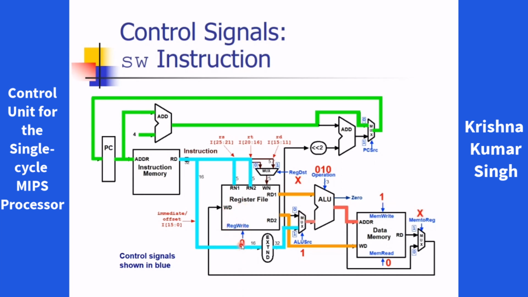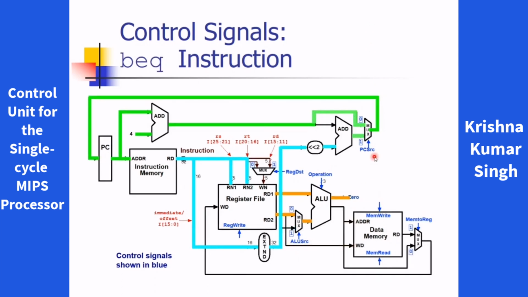Also this one is don't care. We don't want to write something inside the register file, so we will put 0 here. So nothing will be stored in the register file. And PC source should be 0.